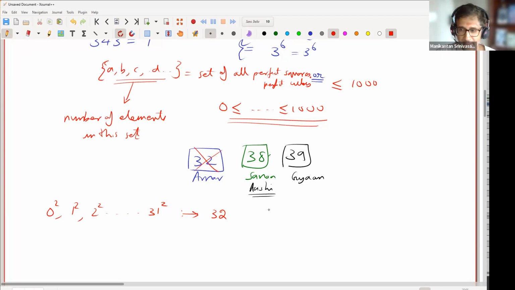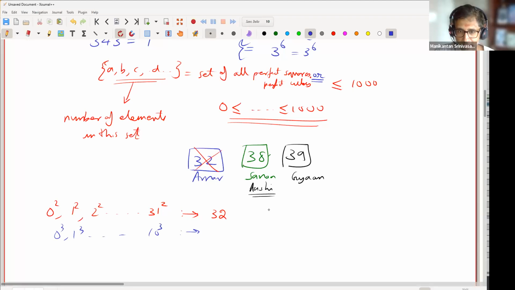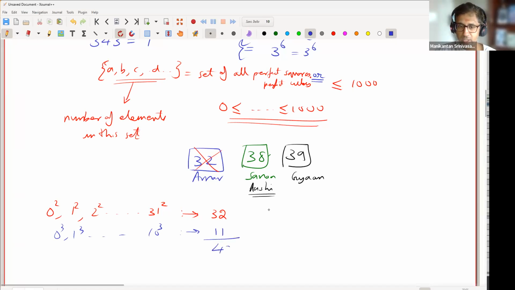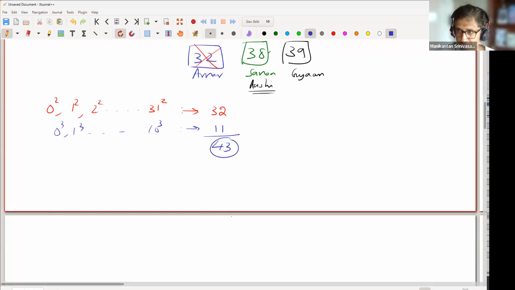Okay. All right. Now, perfect cubes, we have 0 cube, 1 cube, all the way till 10 cube. That is 11 numbers. Okay. 0 to 10, including both, is 11 numbers. But we have to subtract some excess, right? So there are 43, but the excess is how many? The numbers which are both perfect squares and perfect cubes, which means there are 4 of them, you're saying, Sana? Yeah. Okay, so let's see.